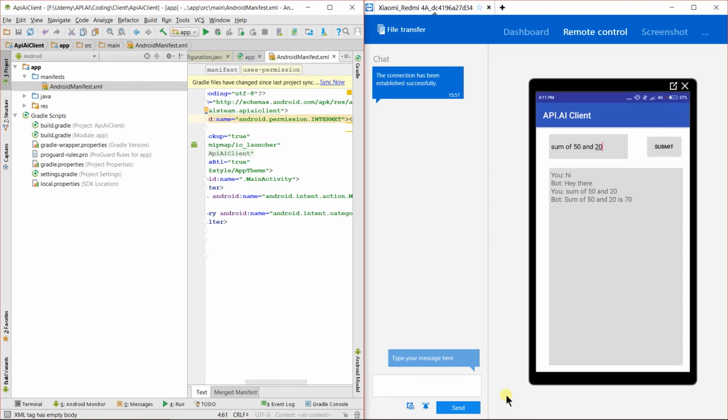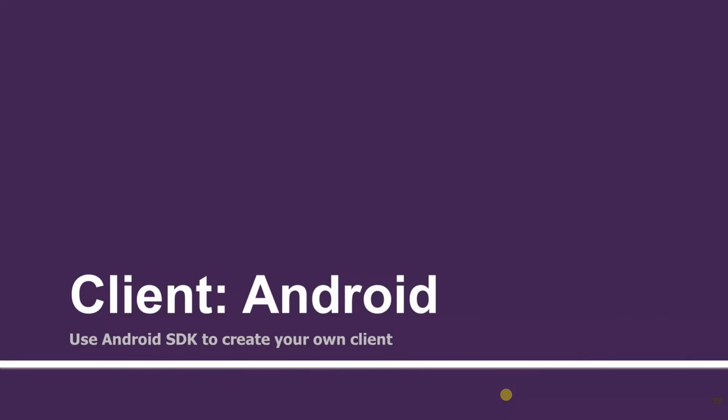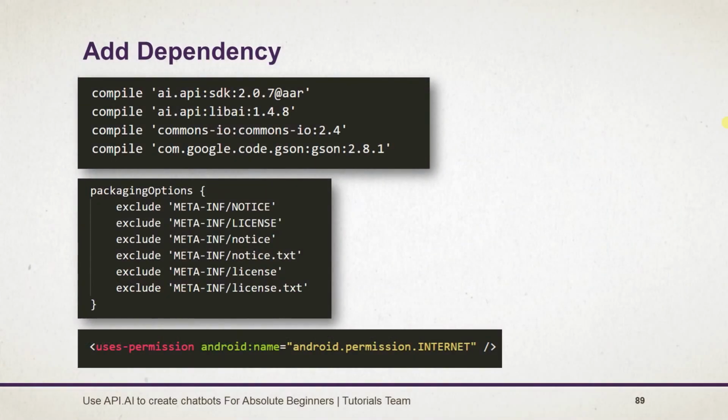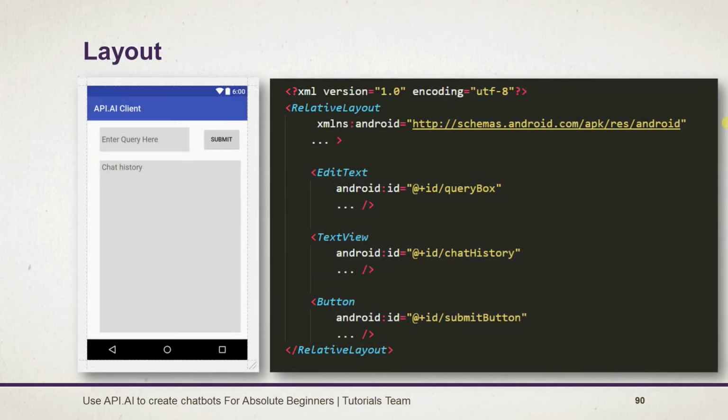Let's see what we learned in this session. First of all, we added the dependencies for the API.AI library. Then we also added the packaging options to resolve the multiple license error. Then we also need to add the user permission for the internet. Here is the design of our app. You can also design it yourself. It was just my idea to display it in this format.